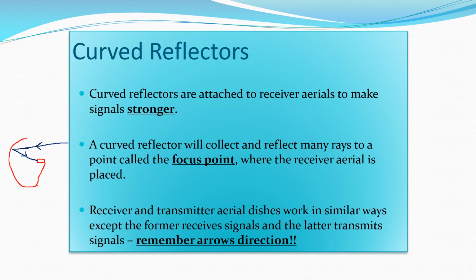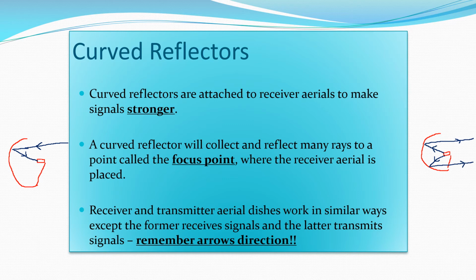But you could have one that was designed to do the opposite. So if you had a dish like this and a little box here, and then what this one would do is, and watch the direction of the arrows, this one would send out signals from this little box to the dish, and then they'd get reflected, so they were all going off in the same direction. Okay, so it can work both ways, but it all depends on which way you've drawn the arrows.